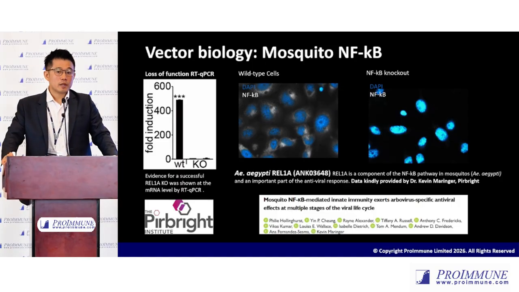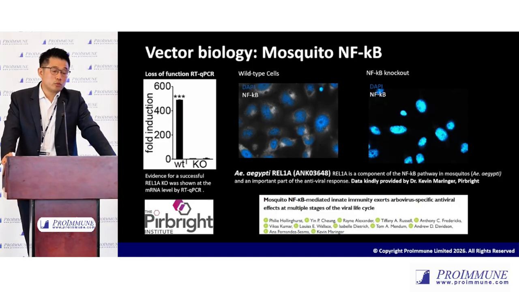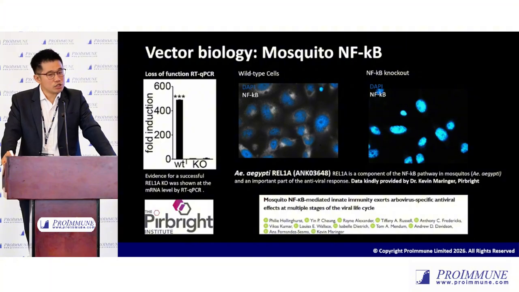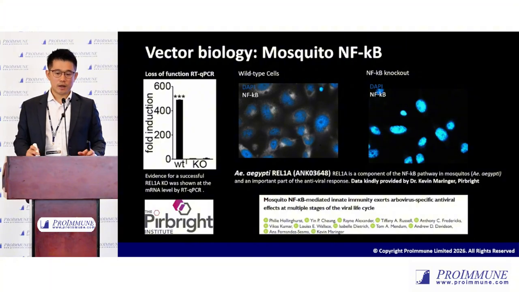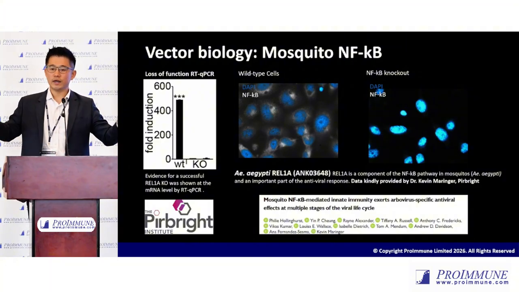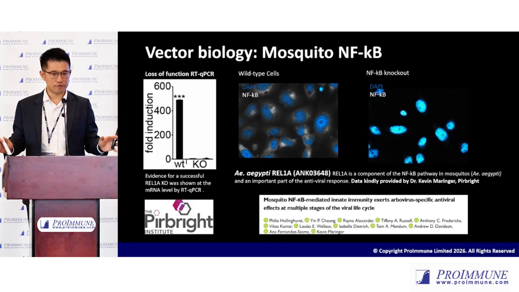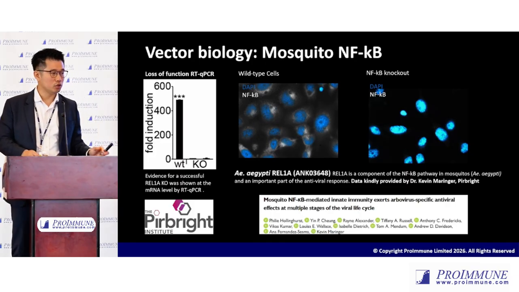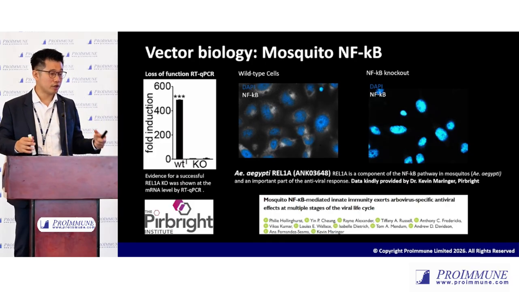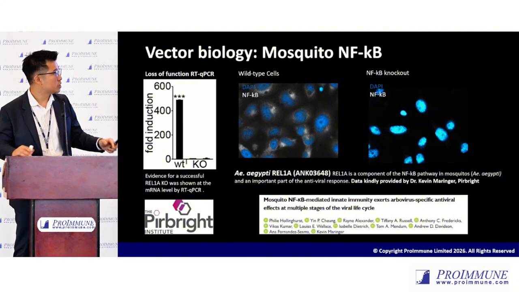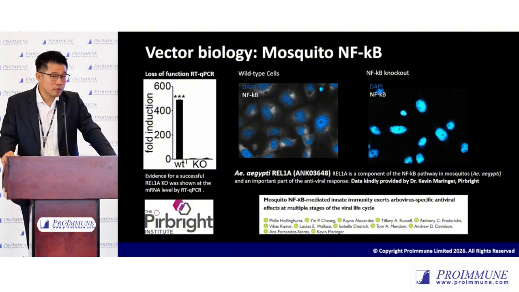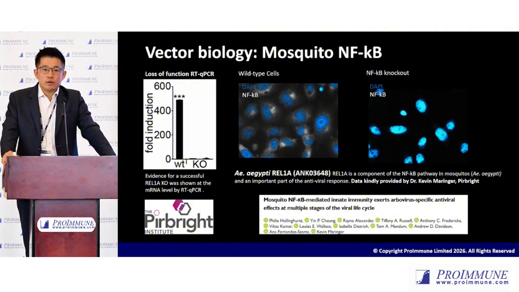So this is another case study where we work with the Pirbright Institute, and this is showing that we want to think about a wider variety of species and different targets. This is where we work on understanding the immune response of the mosquito, specifically looking at NF-kappa B. I think there isn't a lot of available tools, especially for understanding other species.